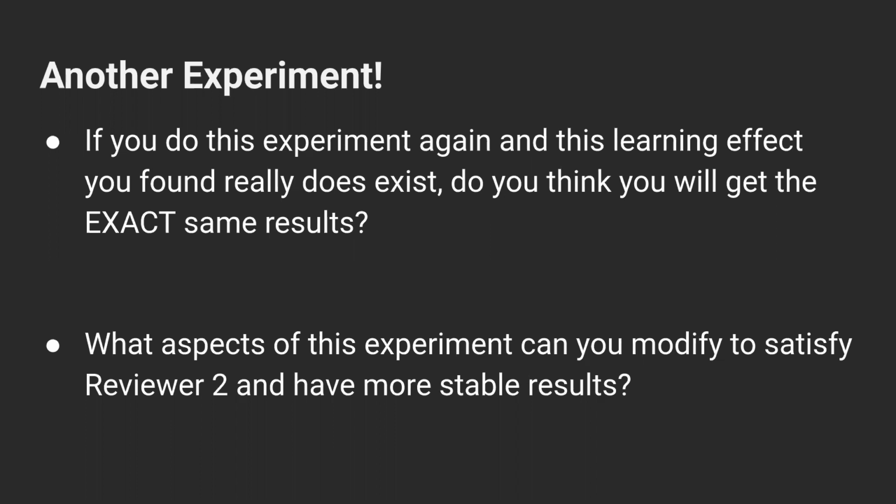And importantly, what aspects of this experiment can you modify to satisfy reviewer 2 to have more stable results? We've talked about sample size. There are a couple of other things that maybe we could think about, but it's important to ask yourself, what could you do to try to prove yourself wrong in this context? Because if you can't prove yourself wrong, that's good evidence to suggest that you have a good idea.